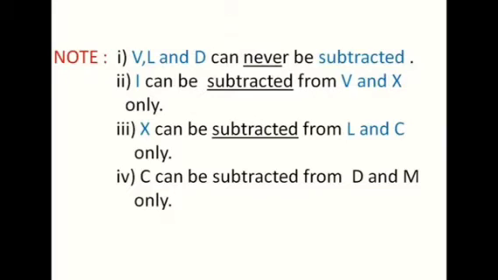Here, rule 3 has some restrictions. Number 1, V, L and D can never be subtracted. Number 2, I can be subtracted from V and X only. Number 3, X can be subtracted from L and C only. Number 4, C can be subtracted from D and M only.